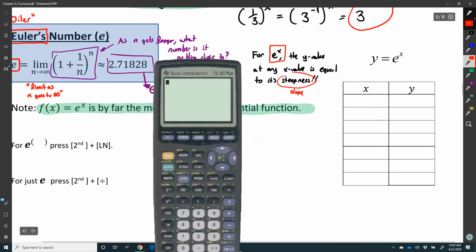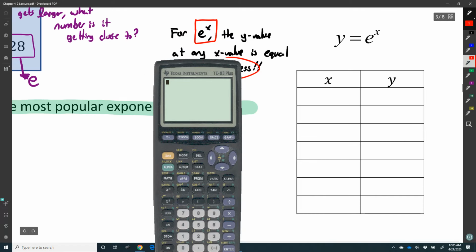Okay, so now just for fun, let's go ahead and fill in this table. I'm going to round to, let's say, 3 decimal places.